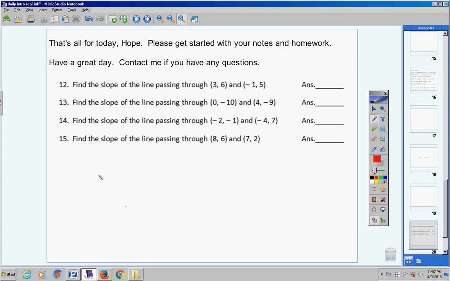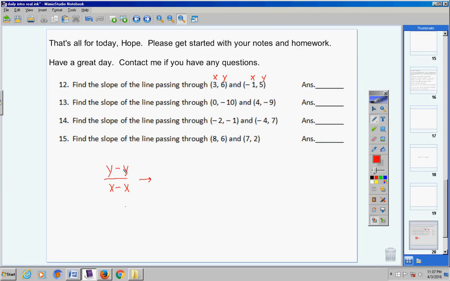In order to find the slope of a line, we use y minus y over x minus x. Now, Hope, it does not matter which y you put first. Here's an x, here's a y, here's an x, here's a y. It doesn't matter if you put this y first, as long as you put this x first. Now, if you want to put this y first, that's fine, as long as you put this x first, okay? Doesn't matter.